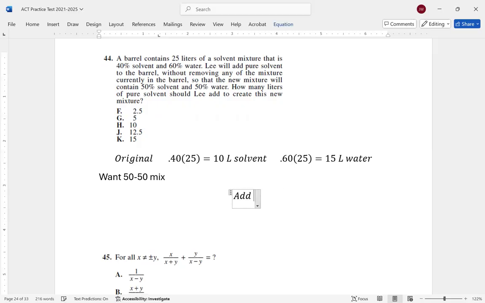So basically, all we have to do is add 5 liters of pure solvent, and then we end up with 15 liters of solvent and 15 liters of water. So if we want a 50-50 mix and I can't add water, then I want 15 liters of solvent and 15 liters of water. So add 5 liters of solvent and we'll be done. Therefore, the answer to question 44 is G of 5.